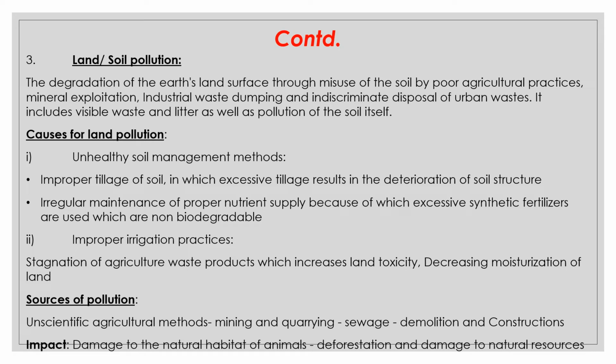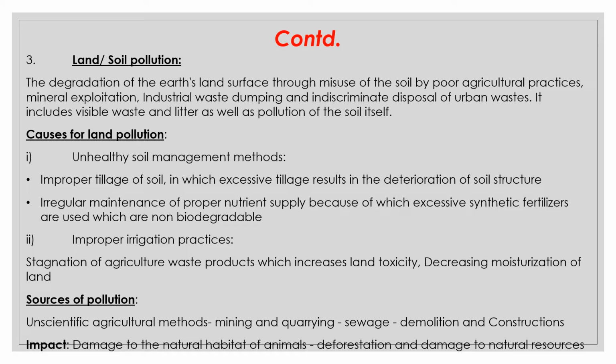And improper irrigation practices. Stagnation of agriculture waste products, which increases land toxicity, decreasing moisturization of land. Land should be moisturized first before any agricultural activity. But if soil loses its moisture, then growing any type of crops will be difficult in that soil. So this happens because of improper irrigation practices.